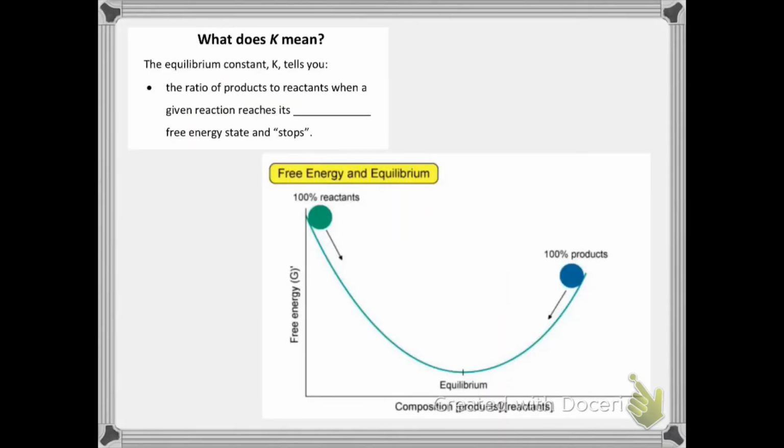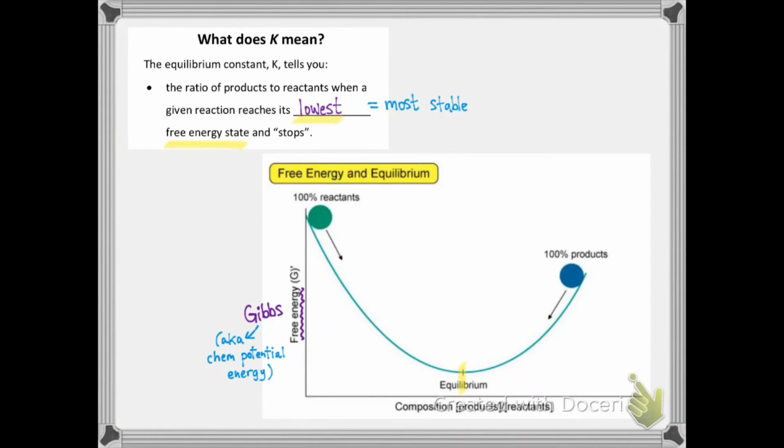Another way to understand the meaning of the ratio K is to look at it in terms of chemical potential energy, which will soon be called Gibbs free energy. The equilibrium constant K tells you the ratio of products to reactants when a given reaction reaches its lowest free energy state and, quote unquote, stops. We know it doesn't actually stop because of dynamic equilibrium. Reactants still turn to products still turn to reactants, but macroscopically, it appears to stop. And this is considered its most stable position.